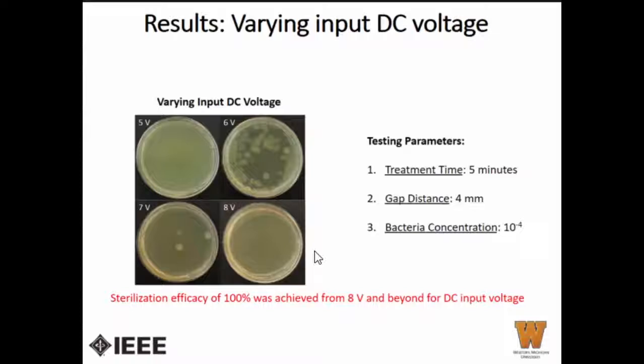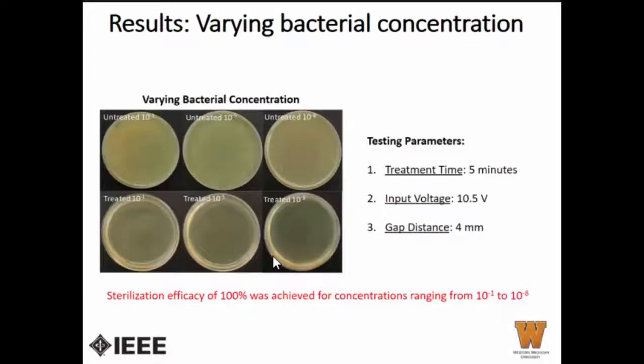This slide is showing varying input DC voltage, and from 1 volt through 5 volt, we were not achieving sterilization. At 6 volts, we had partial sterilization. At 7 volt and above, at 7 volt it is more than 99.9%. Basically, we have 3 colonies surviving, and any voltage above that, again, gives 100% sterilization efficacy.